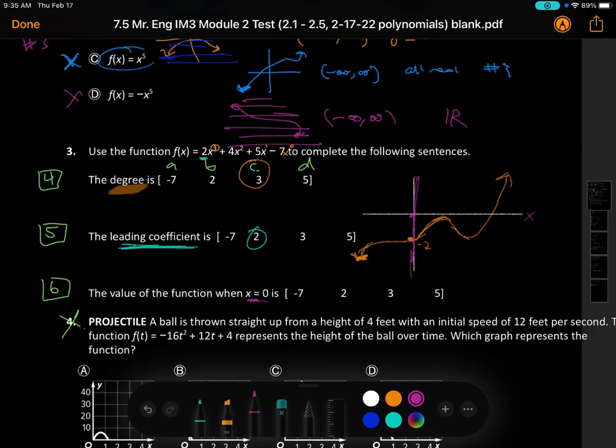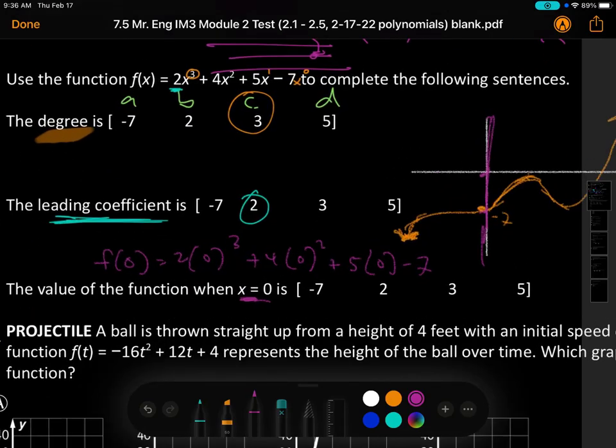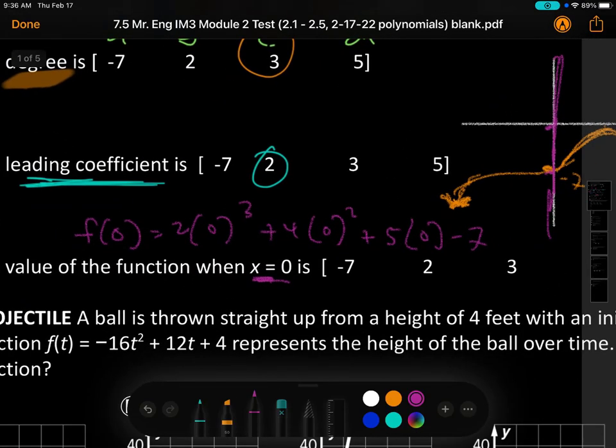Okay, well, where is that number? -7. How did I get that number? Well, I put in 0 for x into that function. And if you've been paying attention, you might be asking, how did I get -7 so fast on my graph? Well, it's the y-intercept. It is the constant.